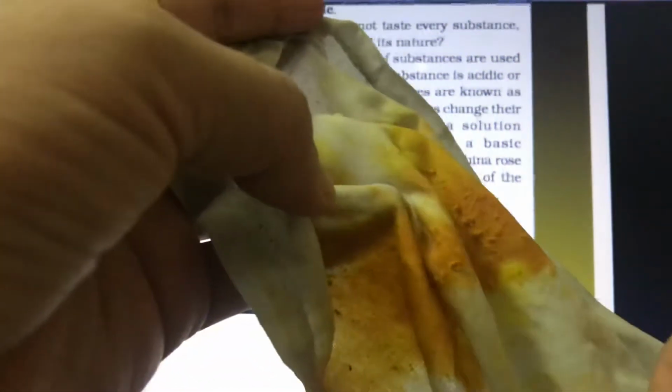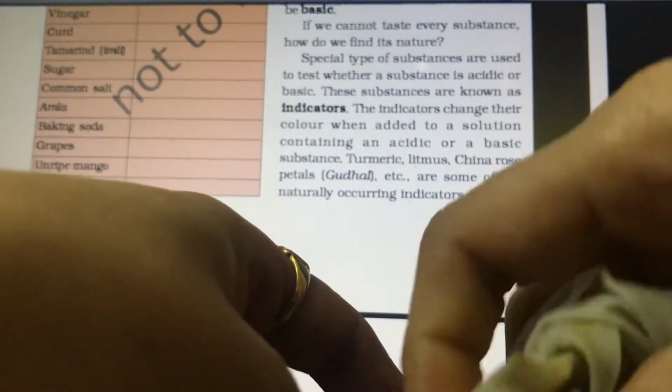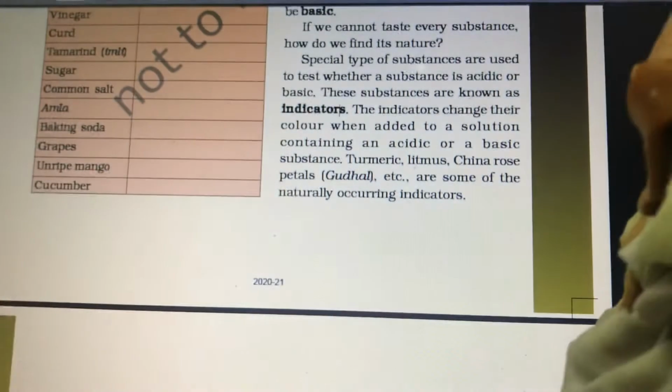Now I have a soapy solution here. The moment I dip this turmeric cloth in the soapy solution, the color will change to brick red. There will be a change of color and that is very instant. I am showing you, look. The yellow color has changed to reddish when I dip it in the soapy solution.